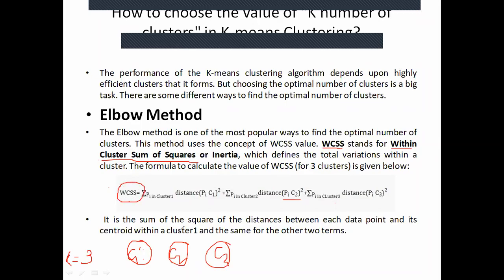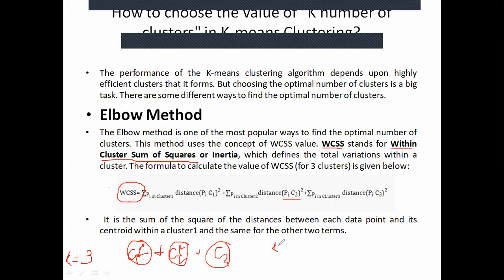So what is it giving you? It is giving you the sum of squares of the distances between each data point and its centroid. So we want that distance to be minimum. We find the distance of each data point from the centroid of C1 and take the square of that. Then similarly for C2, and for C3, and we take the summation of that, if there are three clusters.